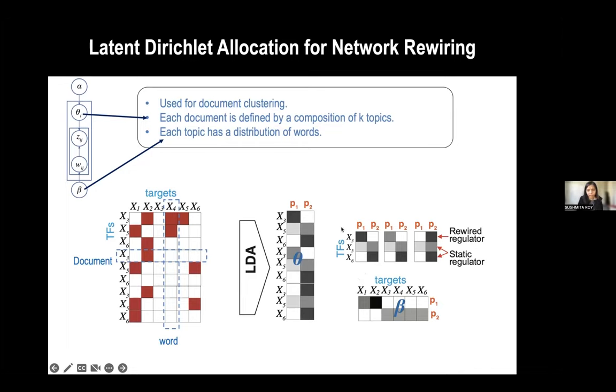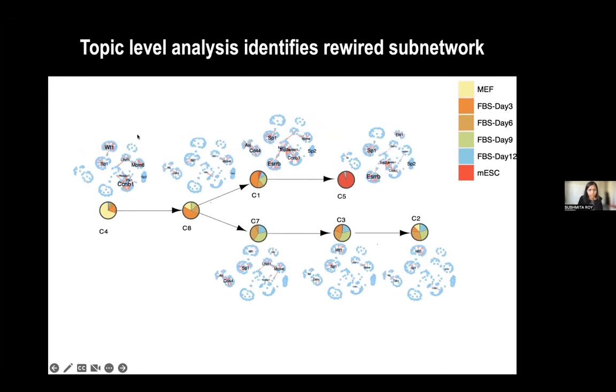And then we can look at each of these transcription factors and see, did the topic actually change for a particular transcription factor, or did it remain the same? And that can give us some rewiring information. But we can also look at each topic. So each topic is a group of TFs and targets, and we can see to what extent a topic actually changes across these different cell clusters. So basically the topics give us little subnetworks that we can map along the trajectory.